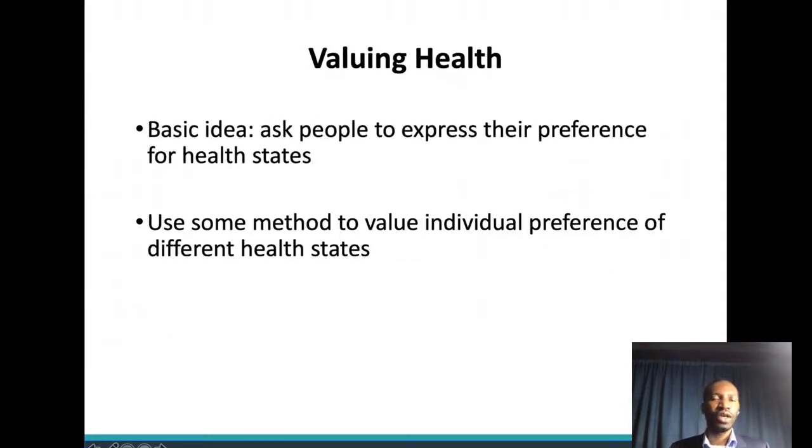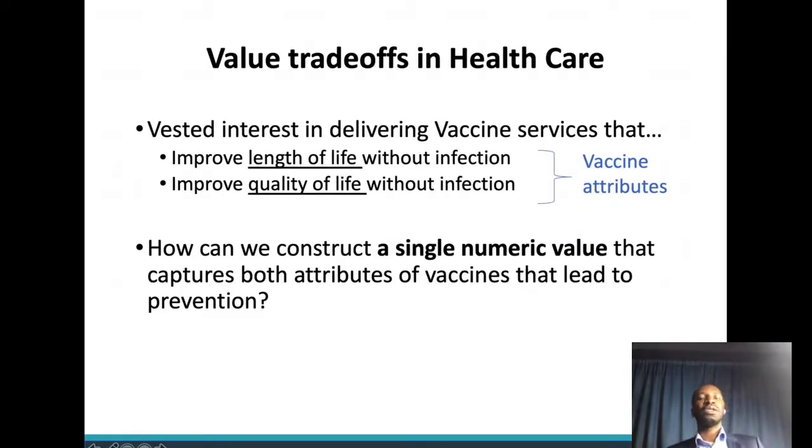So how do we value health? There's a basic idea behind it. We're asking people to express their preferences for different health states. And then we use some methods to value individual preferences of different health states. There are several methods that we could use.